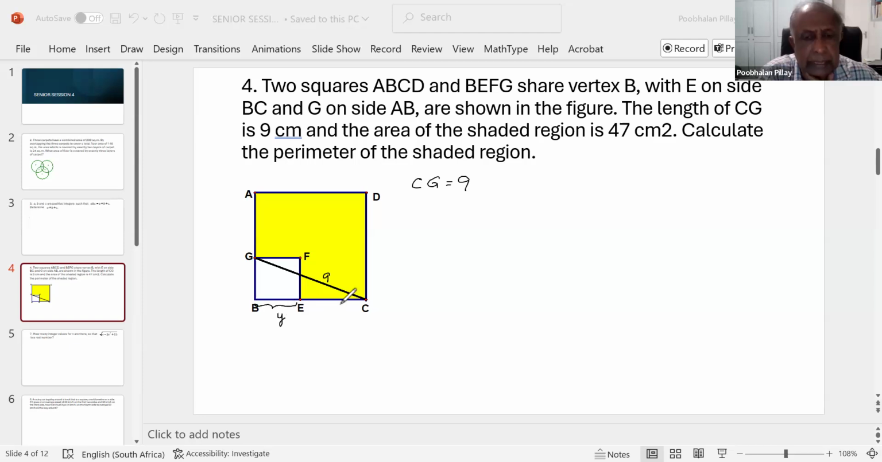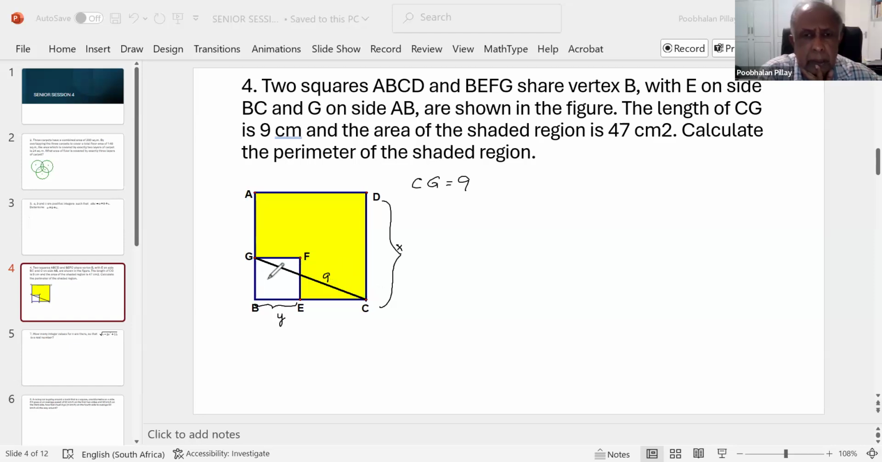They are squares, so there's only one dimension, namely the side. If you know the side of a square, then you know everything about the square, you know the perimeter, the area, and so on. So we don't know what it is, so let's give a name to that. And even this one, the large square, let's give a name to that. So now we are giving names to the sides of the two squares, the large one and the small one. And now, given that, we should be able to create an equation with this. The length of CG is 9 centimeters.